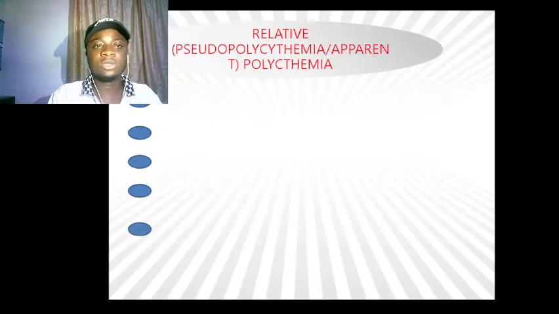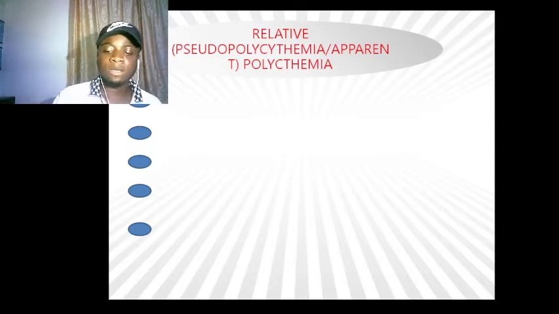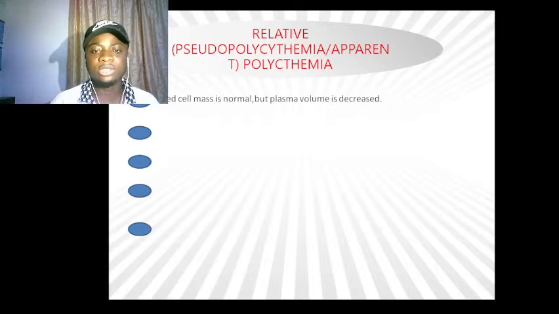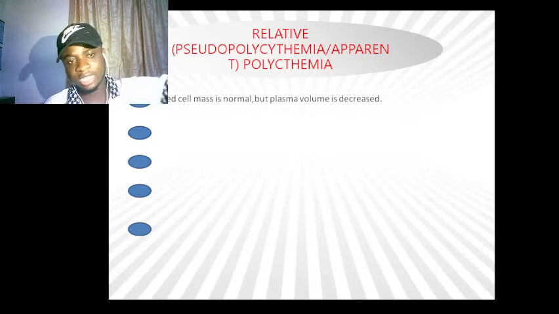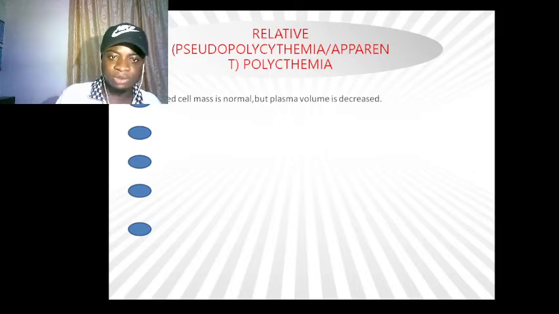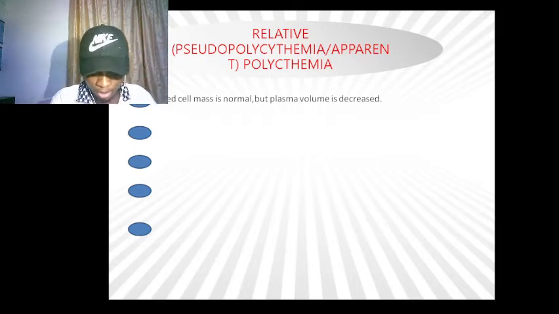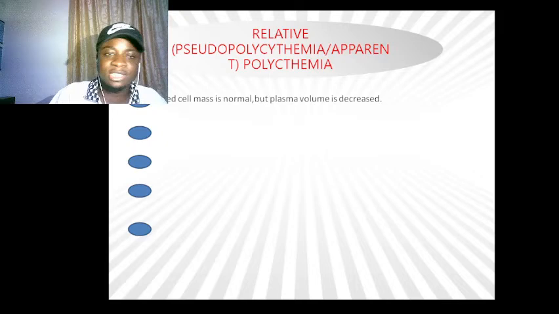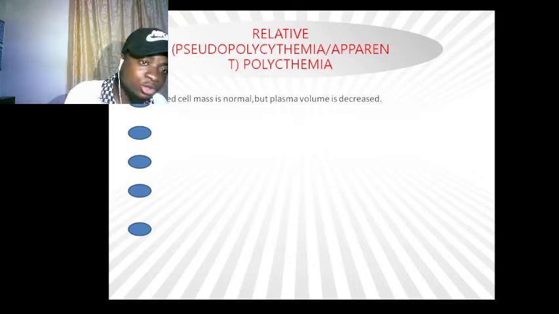So talking about the relative or pseudo polycythemia, the red cell mass is normal but plasma volume is decreased. Remember that. So looking at the absolute, we are saying that the red cell mass is increased, but the plasma volume is normal. But here it's not like that. The red cell mass is normal but the plasma volume is decreased. Take note of the two, okay? The examiners, they are very bad. They can confuse you with that.